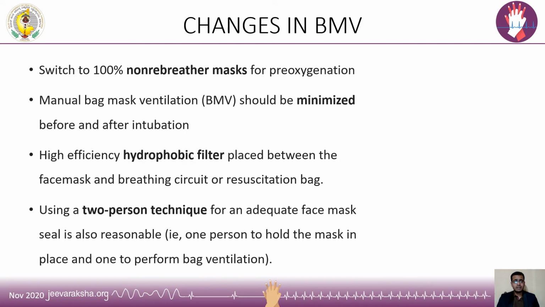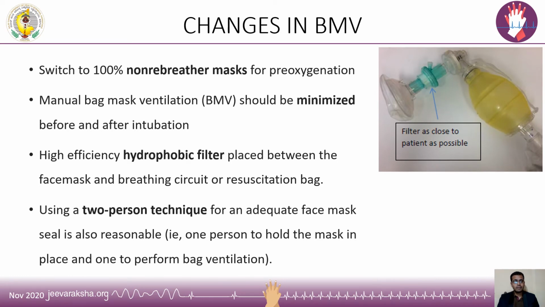Manual bag mask ventilation should be minimized as much as possible. You can cut down the duration of bag mask ventilation. This is because the bag mask ventilation can generate a lot of aerosols and it can contaminate the surroundings and you can get infected. So this is the reason why we do decrease the duration for bag mask ventilation.